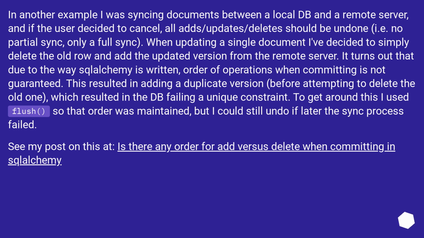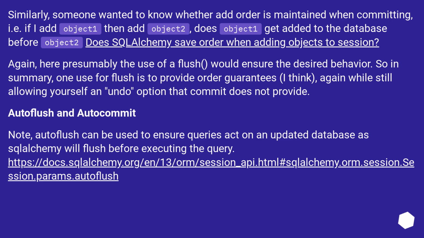Is there any order for add versus delete when committing in SQLAlchemy? Similarly, someone wanted to know whether add order is maintained when committing, i.e. if I add object 1 then add object 2, does object 1 get added to the database before object 2? Does SQLAlchemy save order when adding objects to session? Again, here presumably the use of a flush would ensure the desired behavior. So in summary, one use for flush is to provide order guarantees, I think, again while still allowing yourself an undo option that commit does not provide.